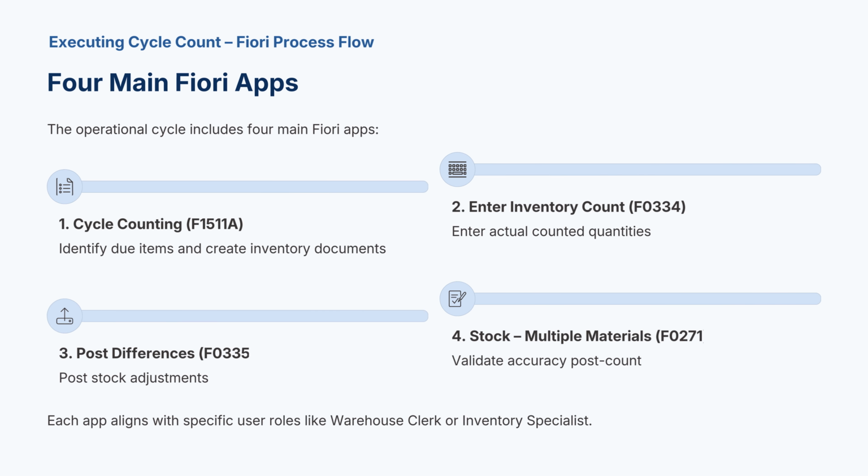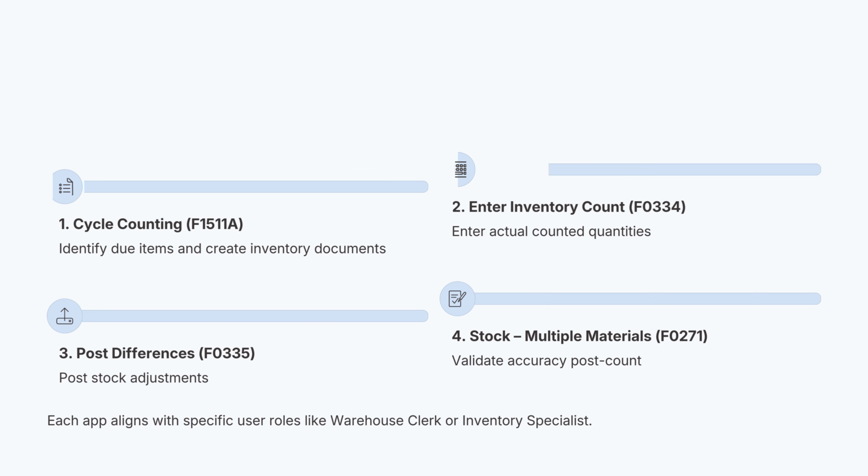Executing cycle count. Fiori process flow. SAP provides a series of Fiori apps for operational execution. Start with cycle counting, F5011A, to identify and generate documents for items due for counting. Then use Enter Inventory Count, F334, to record physical quantities and Post Differences, F335, to reconcile stock. Finally, review results in Stock, Multiple Materials, F271. These apps provide an intuitive end-to-end process for warehouse and audit teams.